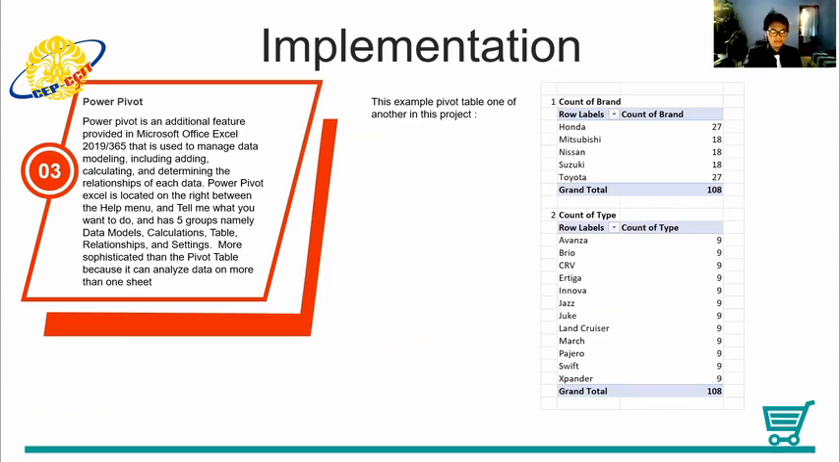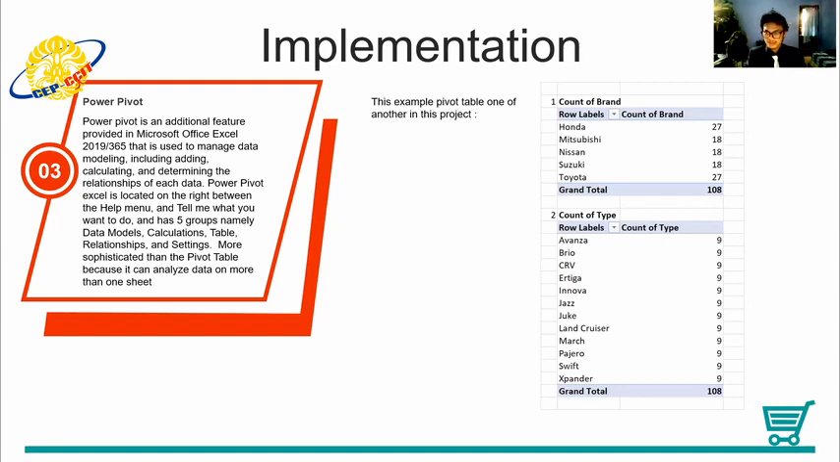Power Pivot. Power Pivot is an additional feature provided in Microsoft Office Excel 2019 or 365 that is used to manage data modeling, including adding, calculating, and determining the relationship of each data. Power Pivot in Excel is located on the right between the Help menu and Tell me what you want to do, and has 5 groups, namely data models, calculation, tables, and settings. It is more complicated than the pivot table because it can analyze data on more than one sheet.